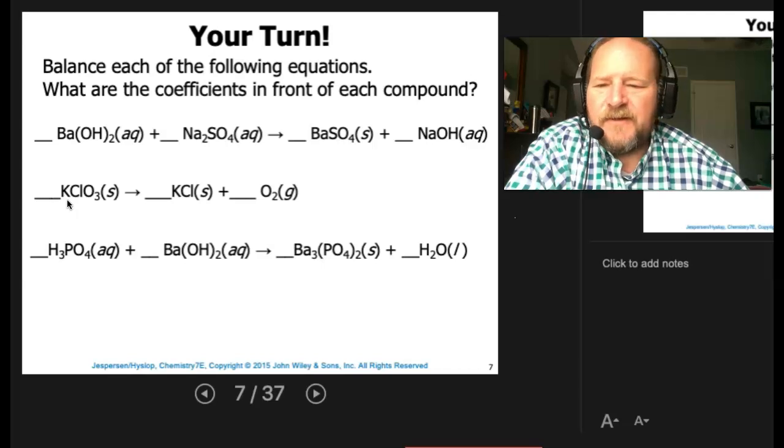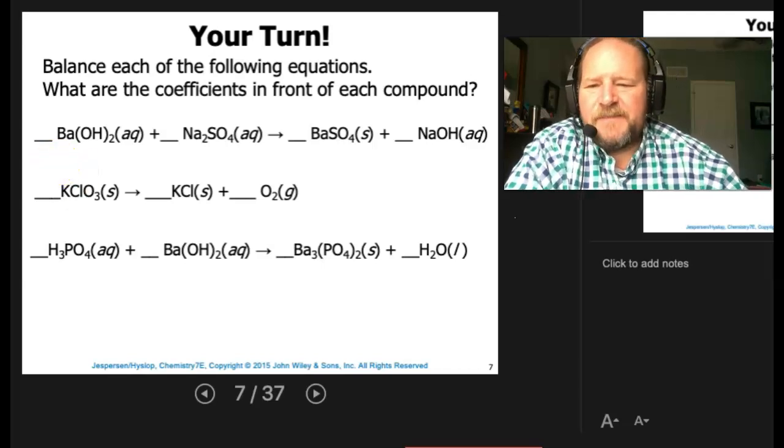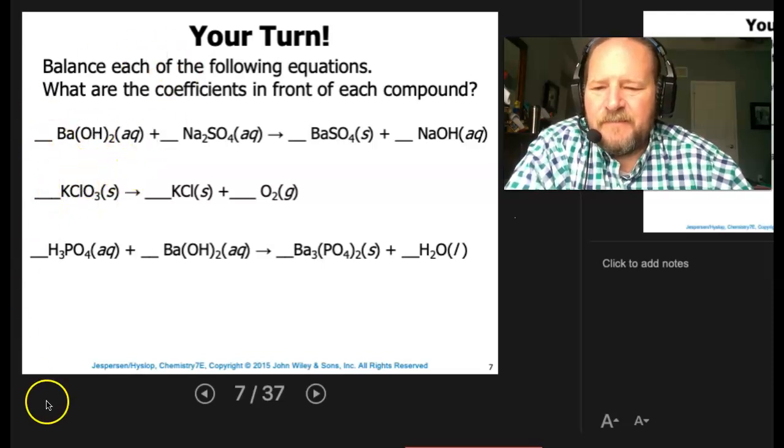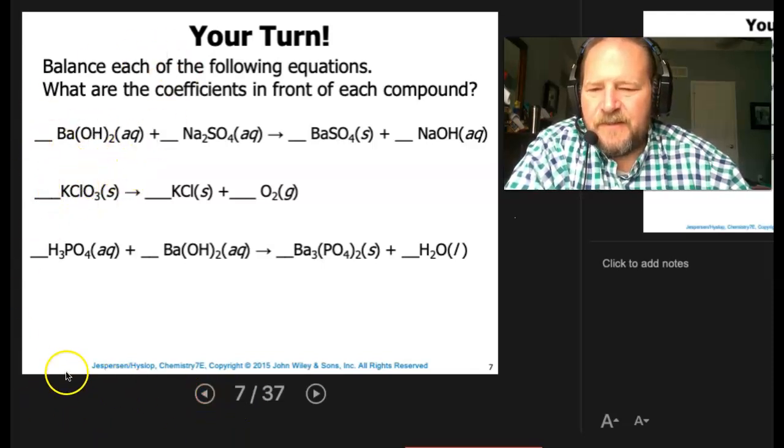All right, so there was your pause. If we're going to do this by inspection, we can see we have 1 barium. Let me fix this real quick here.